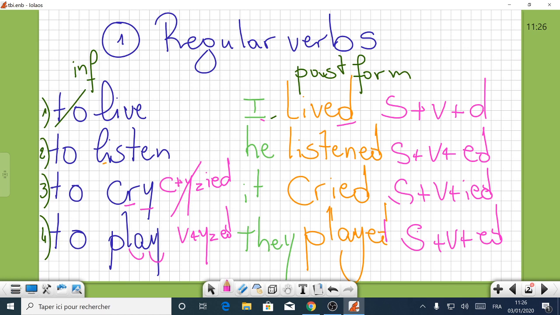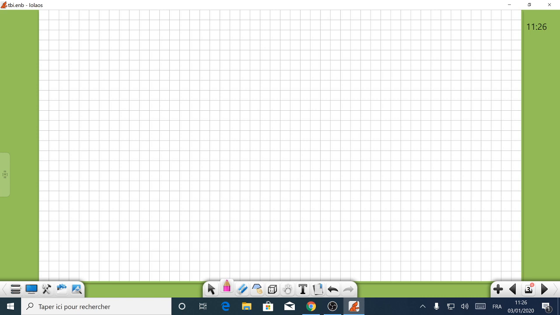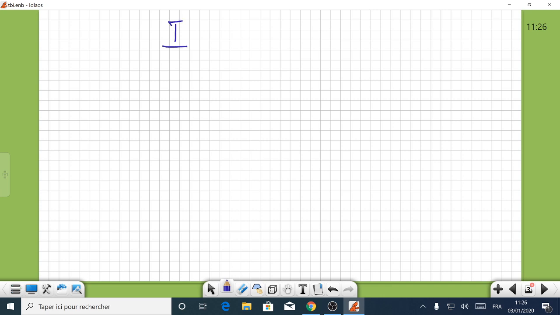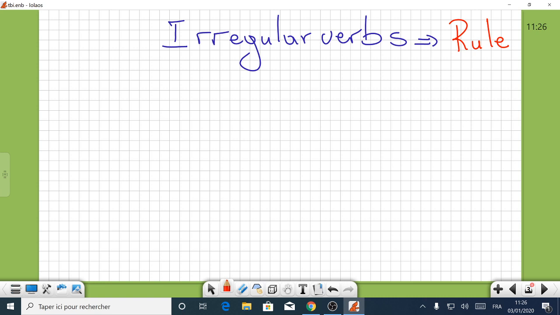So now we go to the second type, how to form the irregular verbs, and I take the blue pen or the blue color. Irregular verbs, of course, in the simple past. When we talk about irregular here, what does it mean? It means that it doesn't have a rule. We don't have a rule, right? So there is no rule.